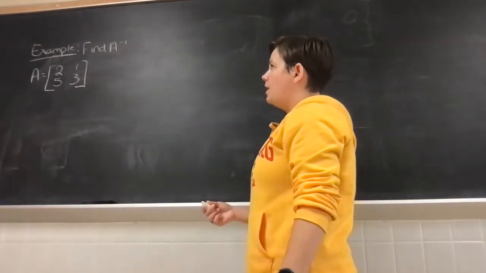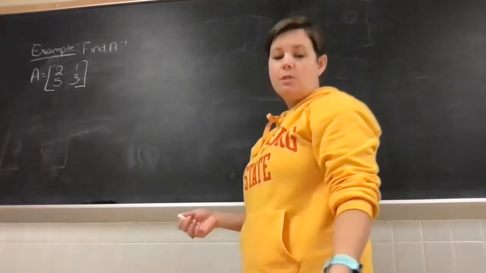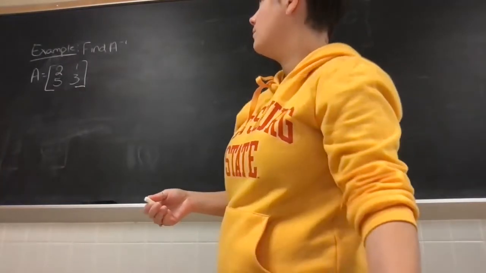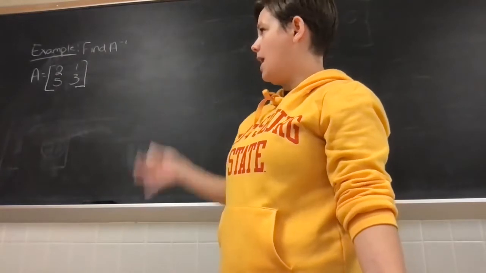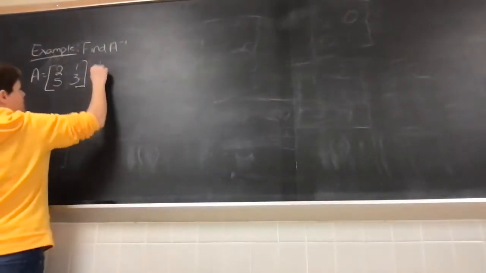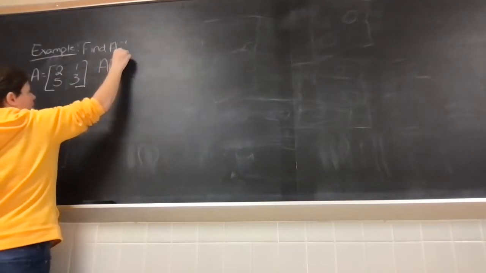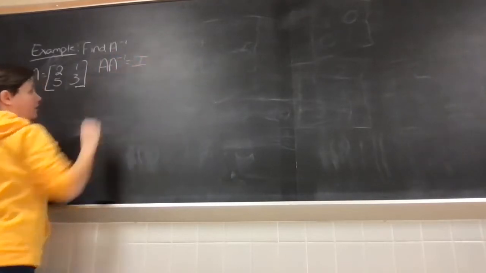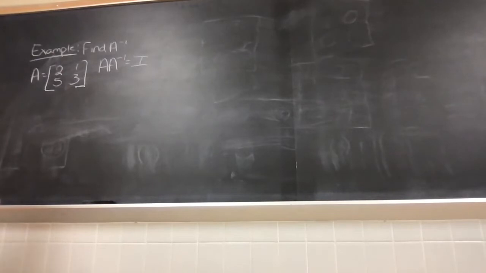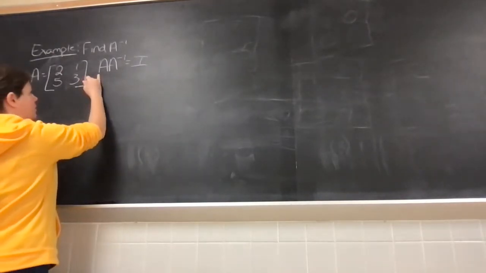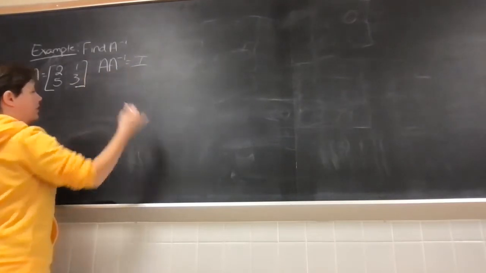So we need to find the multiplicative inverse of this. And it does give me A. And then one thing that we need to remember is that A times the multiplicative inverse is going to give us our identity matrix. Okay? So this is kind of like an equation. We have something we know, something we don't know, and something else we know.